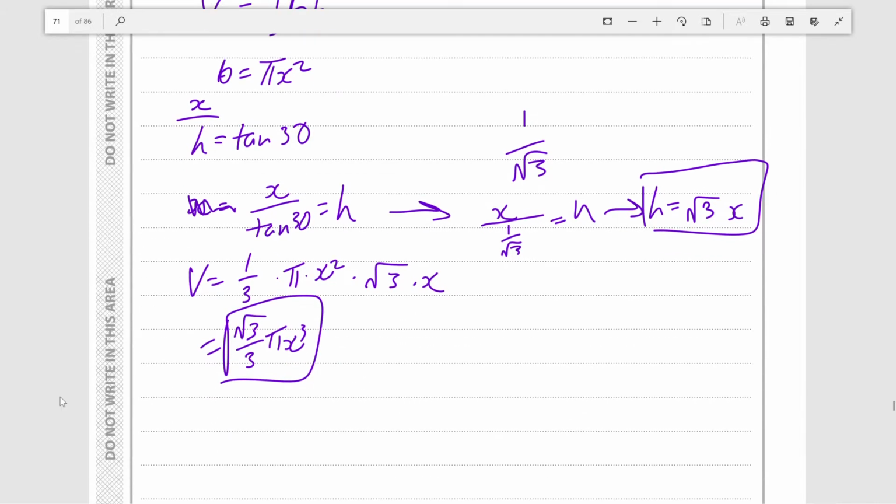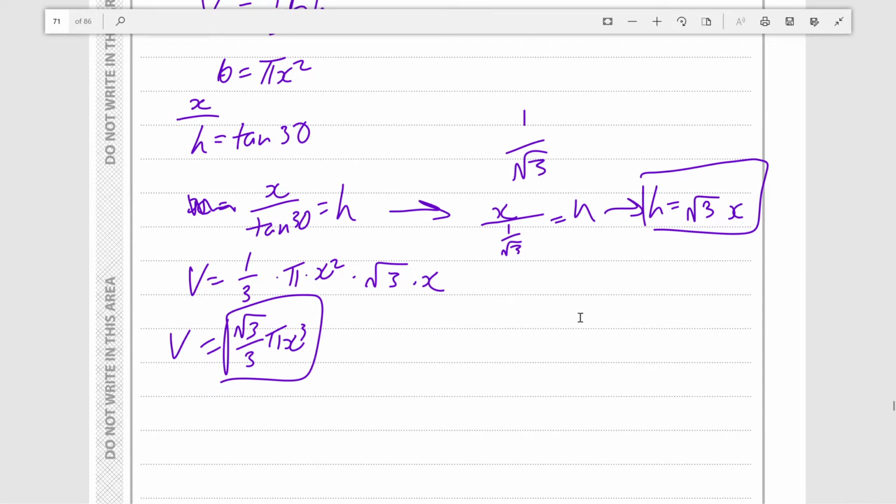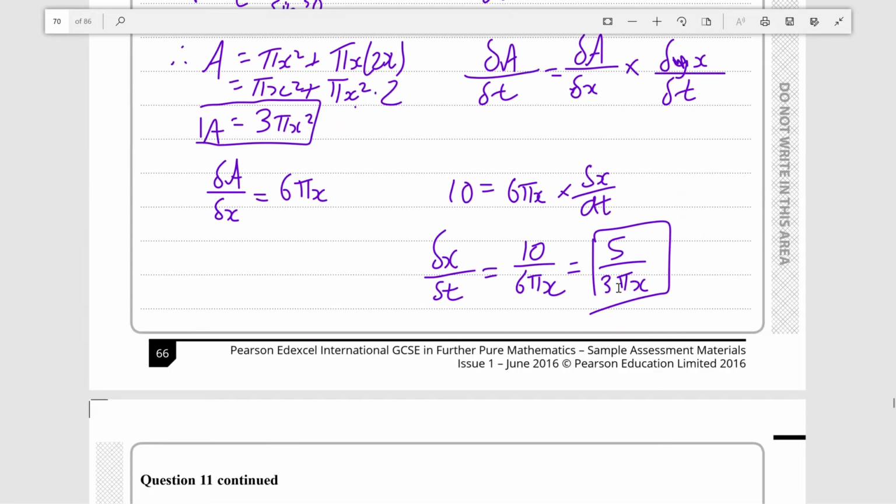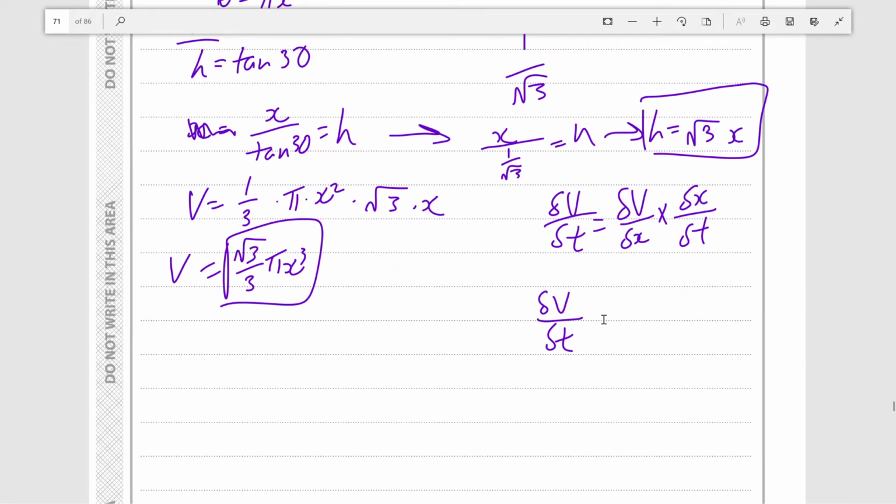And what can we do with this information? We're ultimately trying to find dV by dt. We know dx by dt, and now that we have an algebraic equation for V in terms of x, we can find dV by dx. So once we know that dx by dt is, if you are willing to look back up here, we'll find it's 5 over 3 pi x.